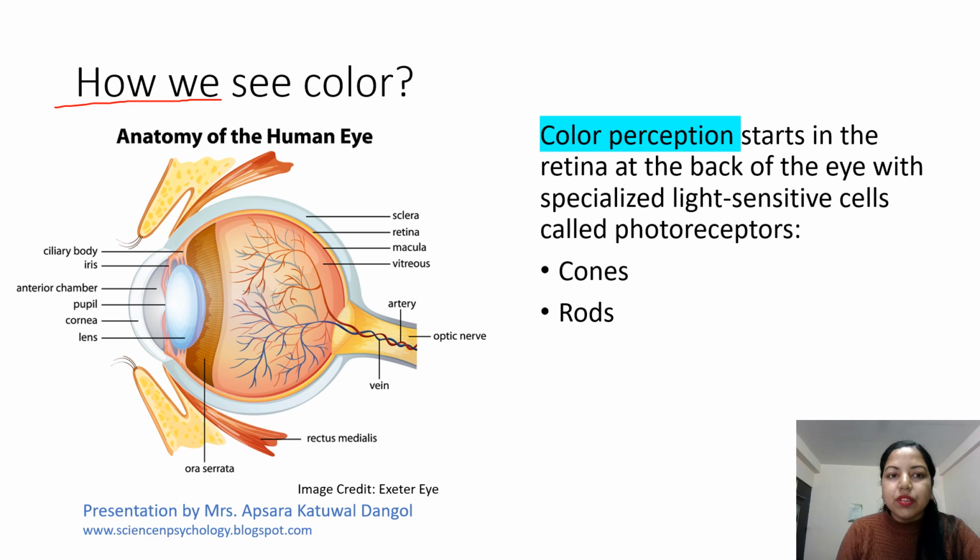Let's answer the major question: how do we see color? Color perception starts in the retina. If you see the anatomy of the human eye, this is the structure of the retina. Color perception starts in the retina at the back of the eye, with specialized light-sensitive cells called photoreceptors. These are of two major types, cone and rod. Cones are centrally located, whereas rods are peripherally located.